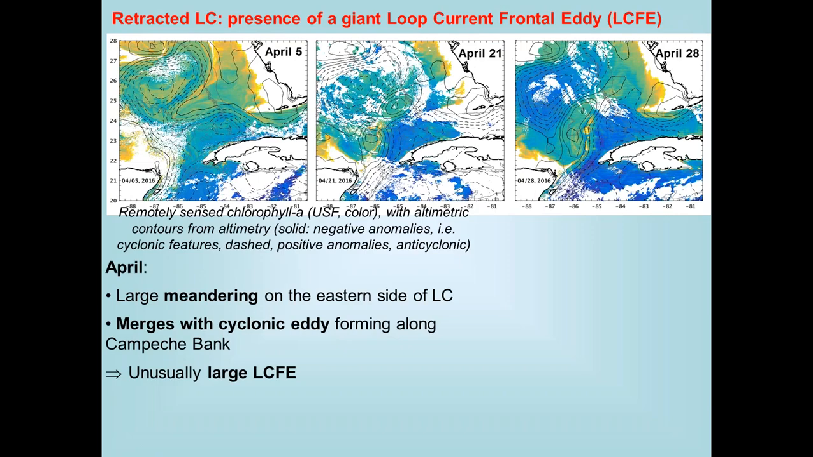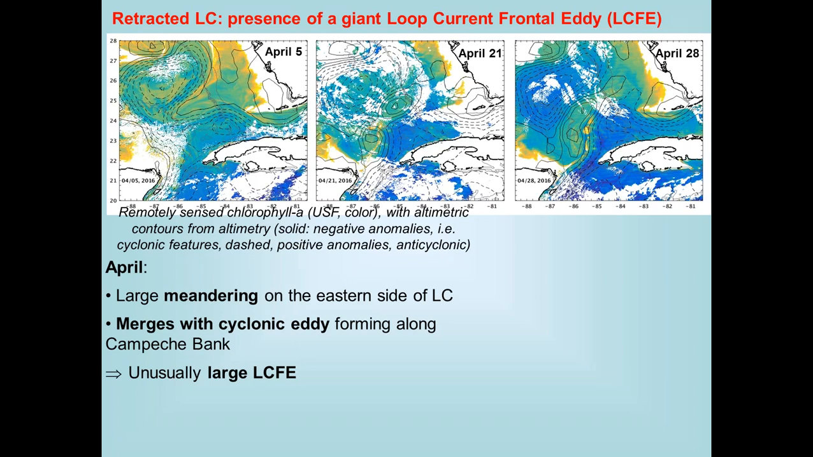So what was the situation of the Gulf before we left? Those are images of ocean color and chlorophyll A. And the contours are data from altimetry. So again, this time dashed lines are anti-cyclonic circulation and solid lines are cyclonic circulation.